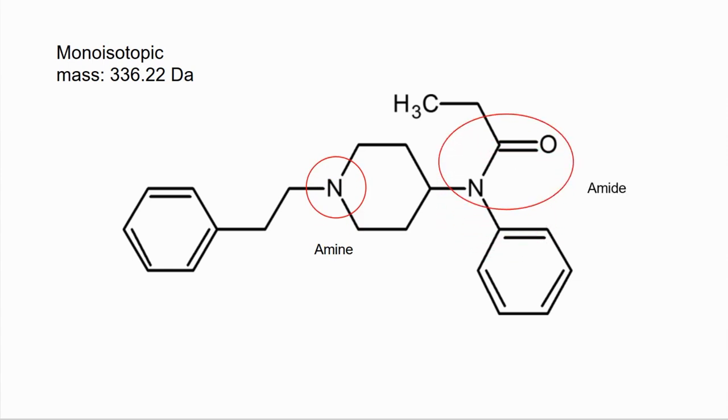Now, if you remember from your chemistry days, nitrogen has an electron cloud and can be either a donator or an acceptor. The amide group is more electronegative, with oxygen pulling the electron cloud from nitrogen toward itself, creating partial resonance. Whereas the amine group is left with its electron cloud intact and is more readily protonated. Because it's more readily protonated, we know that we're going to be using ESI positive mode in our mass spec, and that we're going to be looking for an M plus H mass of 337.22 Daltons.